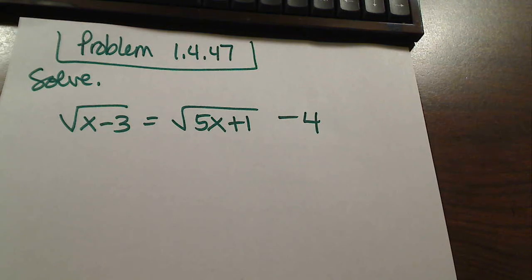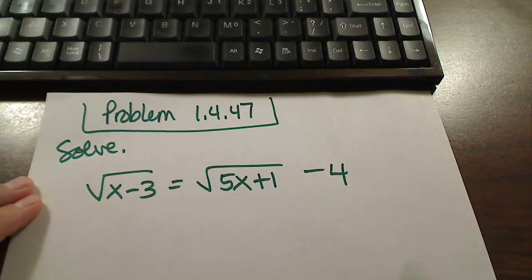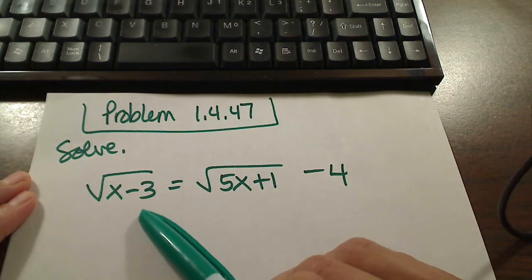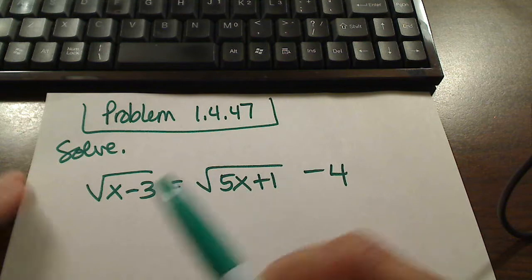All right, this is problem 1.4.47. We're being asked to solve, and we have a couple of radicals here. Anytime you're solving radical equations, the first thing you need to do is make sure that you have one of the radicals isolated on one side of the equation. And we already have that here. So this one's isolated, so we can go ahead and proceed.